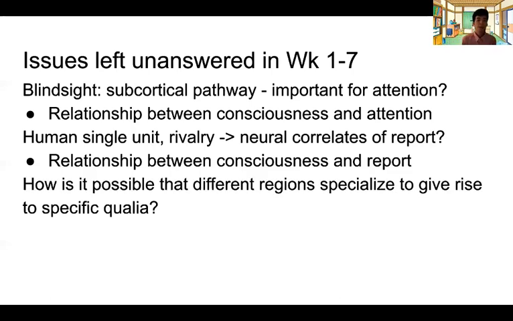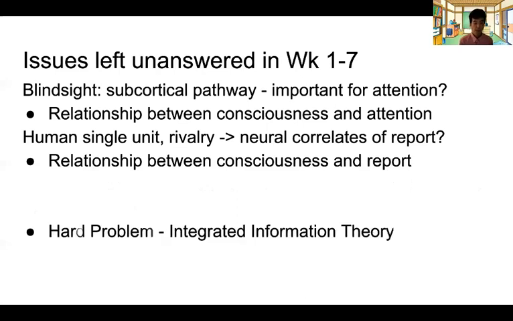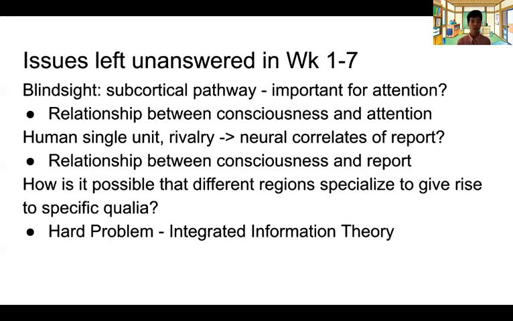And then another question, which is the most important and also the biggest difficulty, is how it is possible that different regions specialize to give rise to conscious experience or specific qualia. For example, we talked about V4 and V8 for color, MT for motion, IT for objects, FFA for faces, and hippocampus for some kind of concepts. And this relates to the hard problem proposed by Chalmers. So far, I don't think I have given any hints on how to address this question: why do different neurons in different areas generate different percepts?